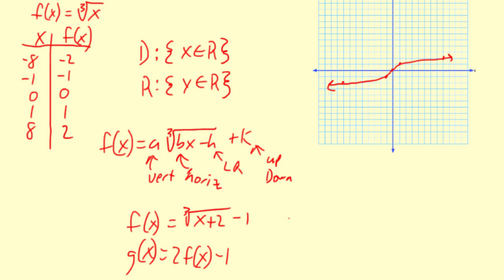So here's what it's going to be. g of x is going to be equal to 2 times the cube root of x plus 2, and then it's going to be minus 1 again, so minus 2. And that's how you do that transformation. So that's the big picture for this lesson.